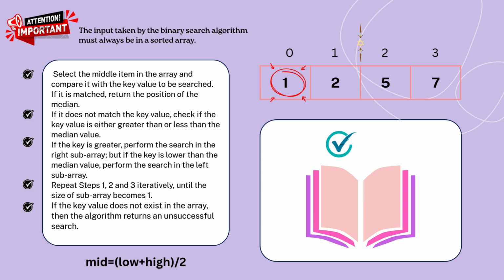In using the binary search, we will just divide the array into two equal halves and find the mid. How do we find the mid value or the median value? Low plus high by 2. That is low index plus high index divided by 2.